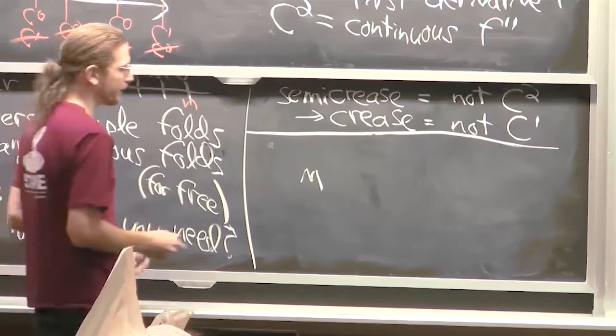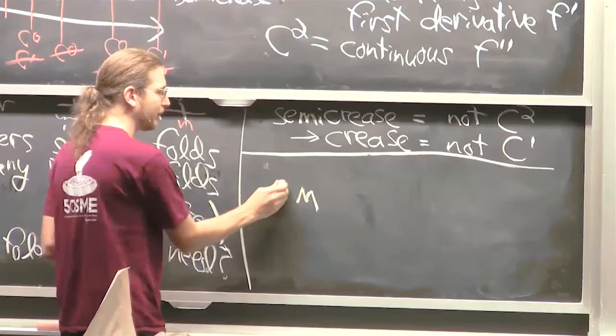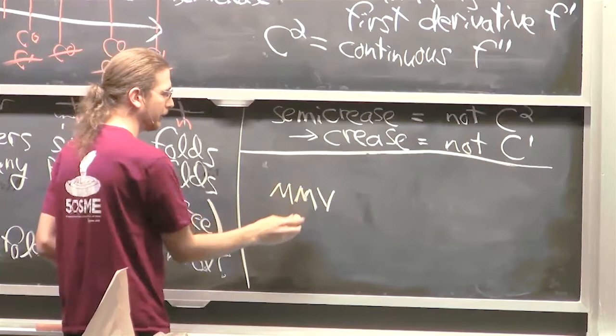Okay, so first I make a mountain fold. So now I've got things folded in half. Now let's say I make a mountain fold over here. Of course, it's already folded in half, which means I get a valley over here.